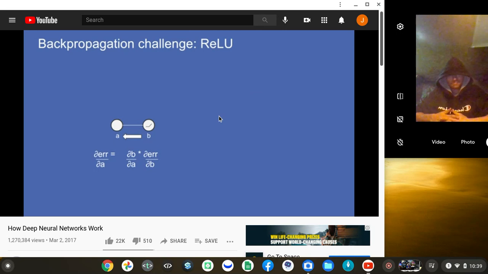Another element that we've used is the rectified linear unit. Again, you've got to figure out how to backpropagate this. Write out the relation: B is equal to A if A is positive, otherwise it's 0. And piecewise, for each of those, we take the derivative. So dB/dA is either 1 if A is positive, or 0.